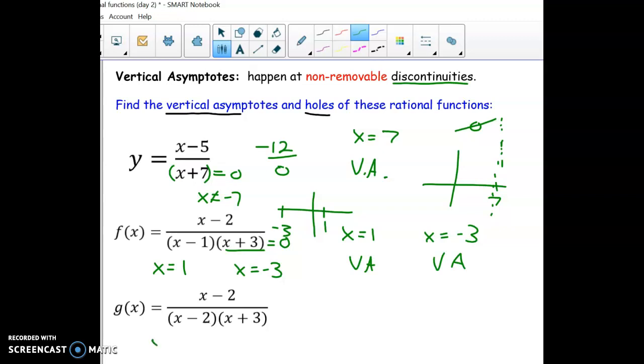Okay, last one. If you set them to 0 again, you get x equals 2 and x equals negative 3. And the 2, because it matches and cancels like that, we're going to have a hole in our graph at 2. And for the plus 3, there is no matching factor up top, so that negative 3 is a vertical asymptote. Okay, so those are just, again, how you find the vertical asymptotes and holes. You look at the denominator and when it is 0.